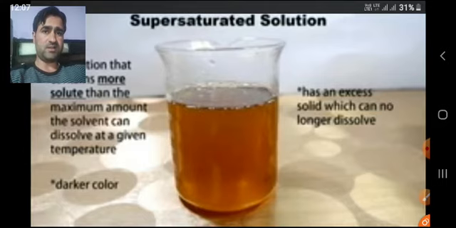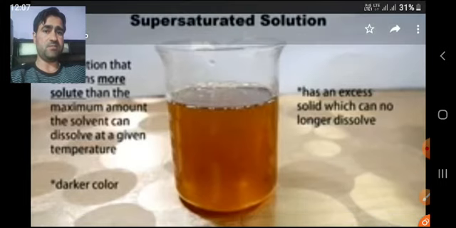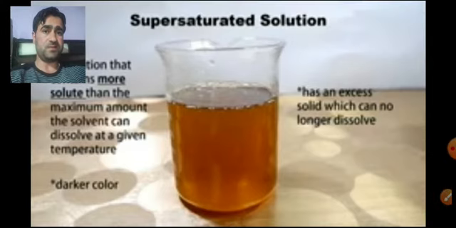Remember, a supersaturated solution contains more solute than the maximum amount that the solvent can dissolve at a given temperature. So it has an excess of solute which no longer dissolves, or which crystallizes, which reappears. To understand a supersaturated solution, we should remember that in it, there is more solute than was required to make a saturated solution. So this is called a supersaturated solution.